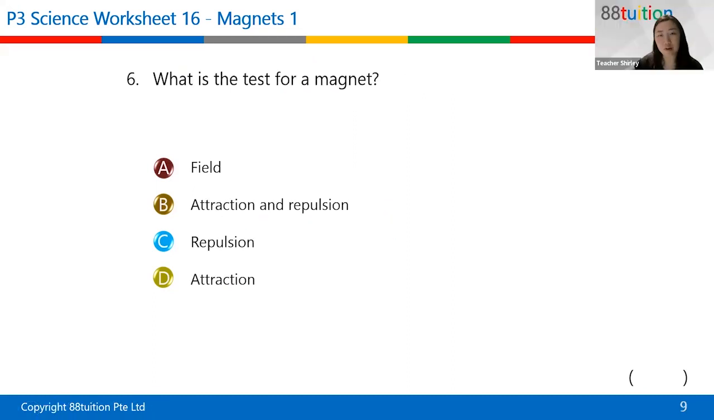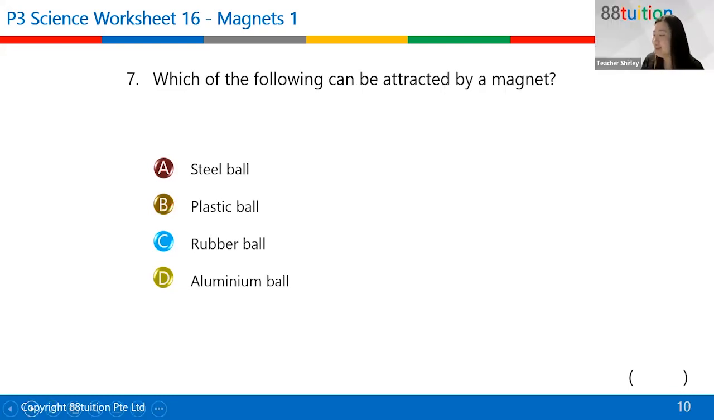What is the test for a magnet? Attraction and repulsion. Yeah, we're always testing for attraction and repulsion. Very good. Okay, so the answer is not attracted and attracted? Yeah, basically, yes. Because repulsion means it's not attracted.